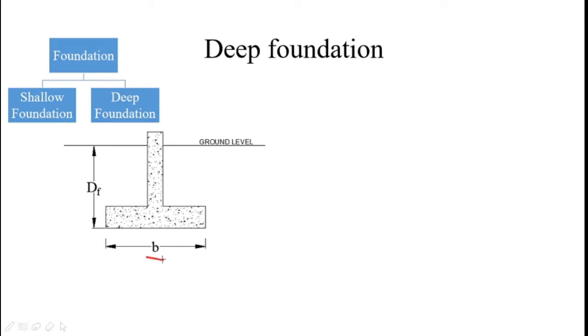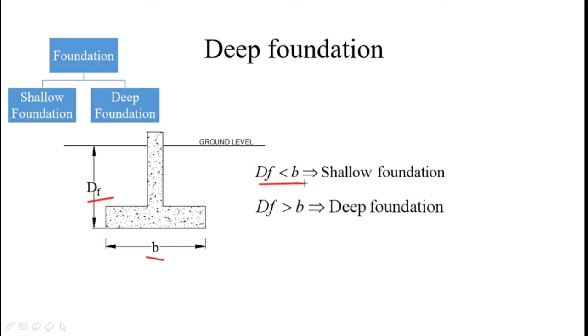Let's say B is the width of the foundation and Df is the depth of foundation from the ground level. If the value of B is greater than the depth of footing, then these types of footings or foundations are called a shallow foundation. And if the reverse is true, that is, if the depth of foundation is greater than the width of foundation, then those types of foundation are called a deep foundation.